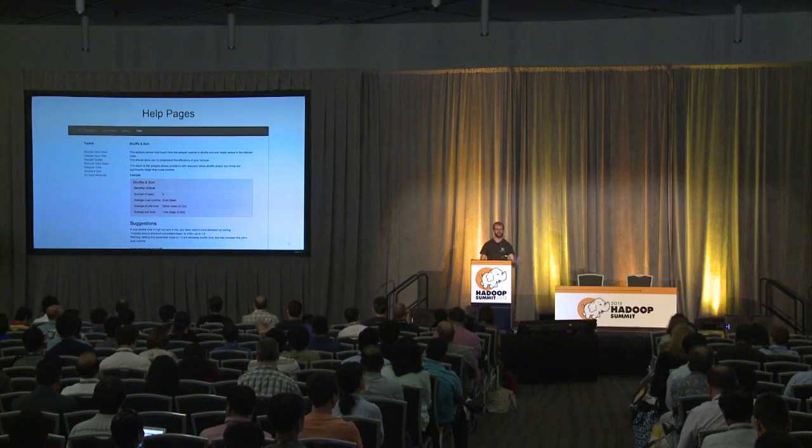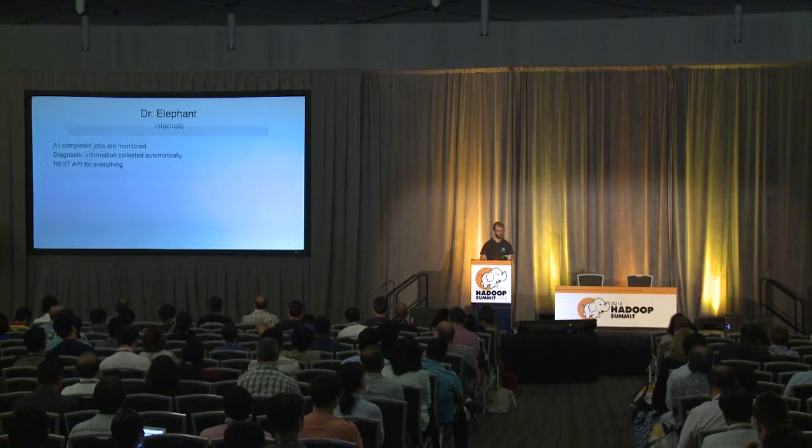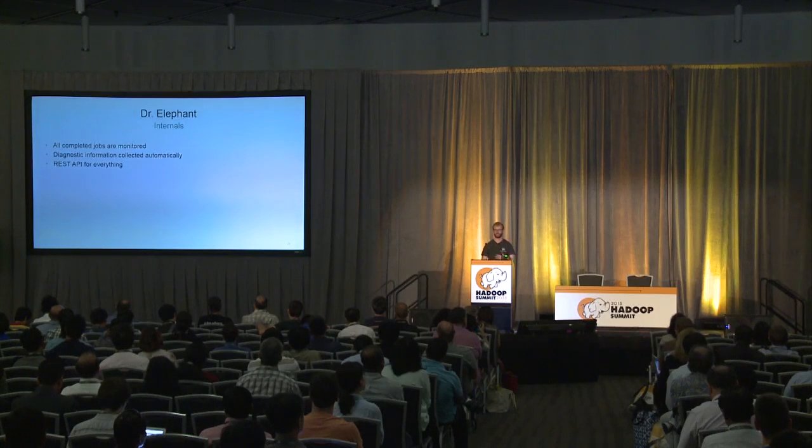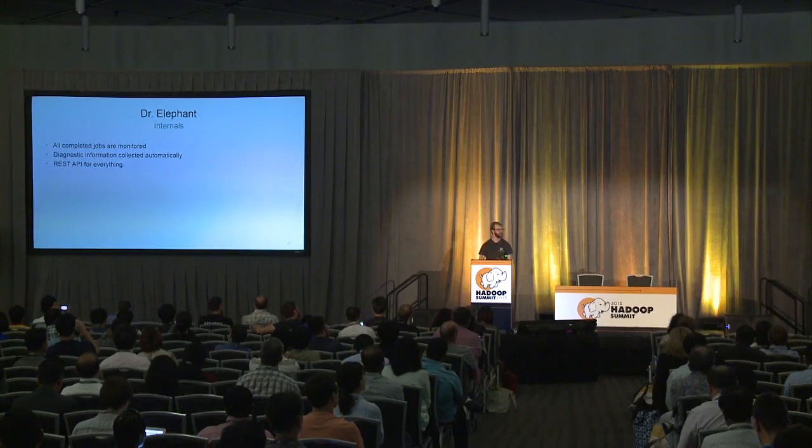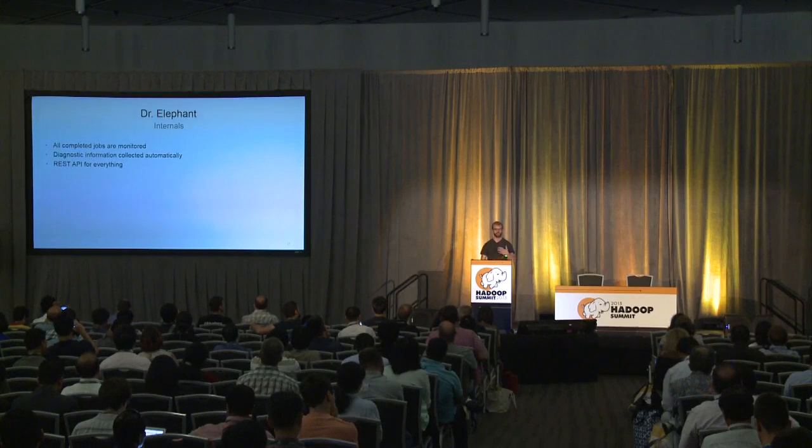So that's sort of Dr. Elephant from a user's perspective. Internally, like I mentioned, Dr. Elephant is a persistent piece of our infrastructure. It watches the resource manager or the history server or the timeline server and identifies any new jobs that have finished. For each of those jobs, I was talking before that there's information scattered all over the place. Dr. Elephant does that for you.